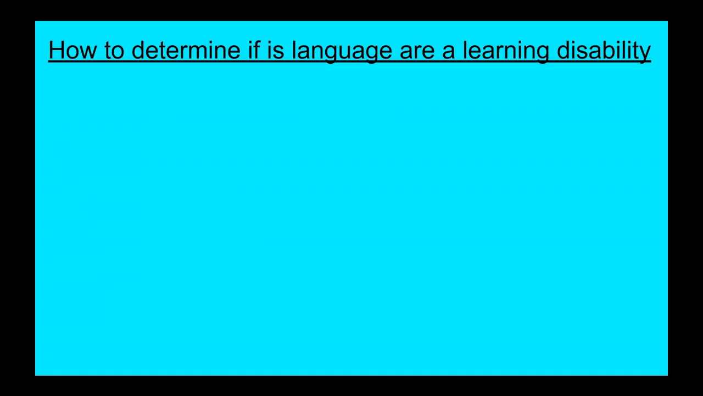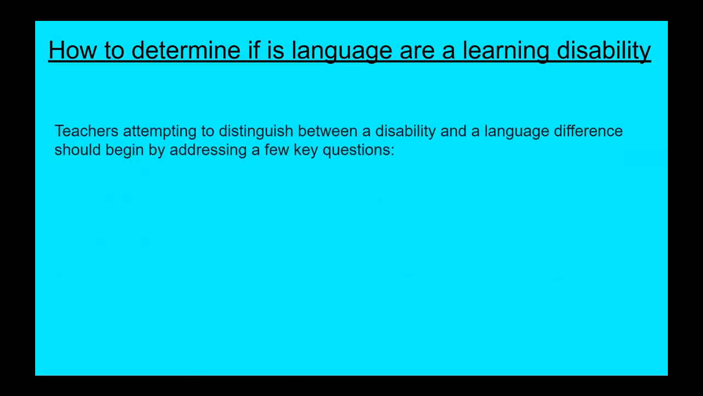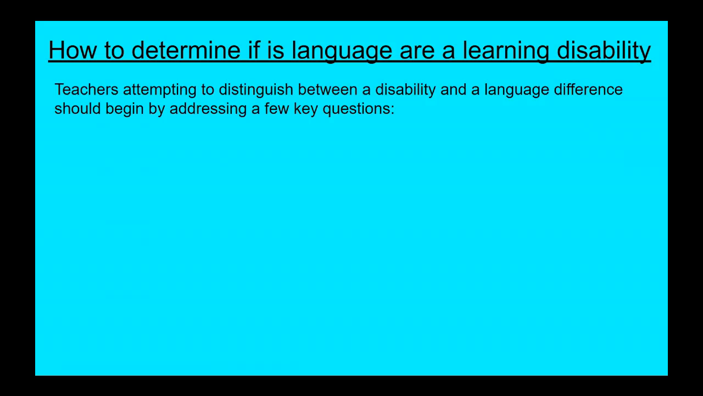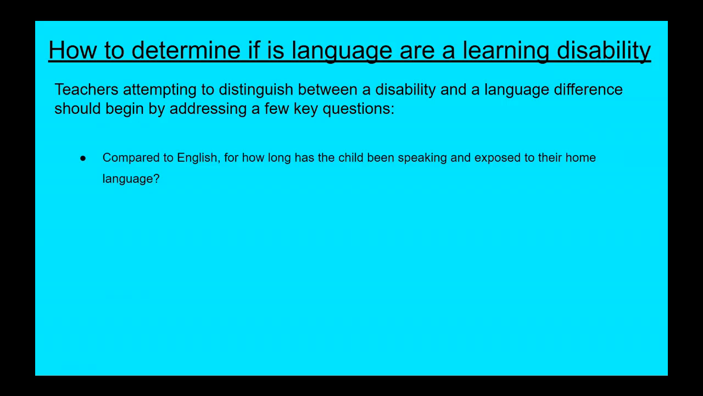So, how to determine if it is language or a learning disability? Well, teachers attempting to distinguish between a disability and a language difference should begin by addressing a few key questions. The first one: compared to English, for how long has the child been speaking and exposed to their own home language?